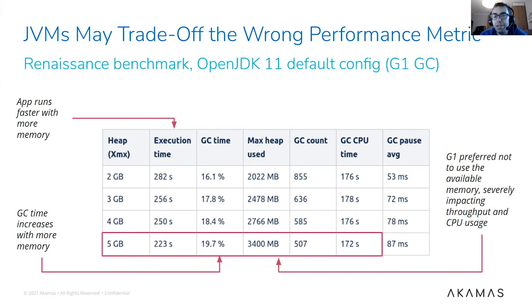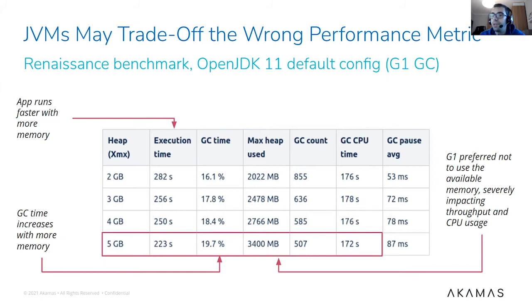As you can see, G1 used some significant amount of CPU time also. It used 172 seconds out of the 223 seconds of the execution time. So this translates to almost 80% of one CPU being constantly used during GC. So what does that mean? As you can see, G1 basically traded off CPU and overhead, which means throughput, to be more memory efficient.